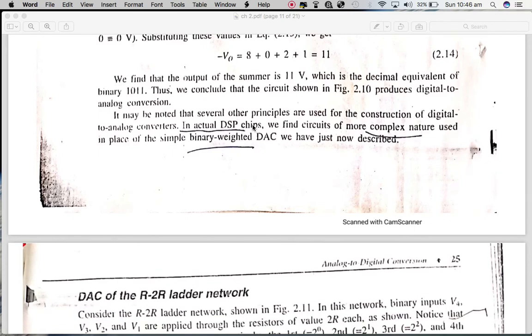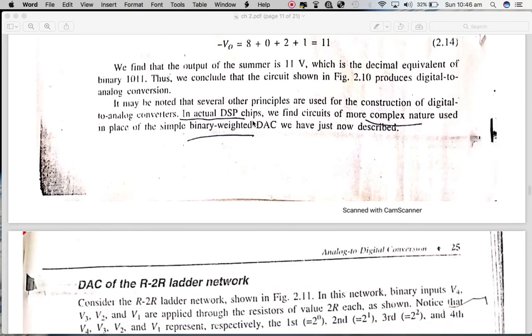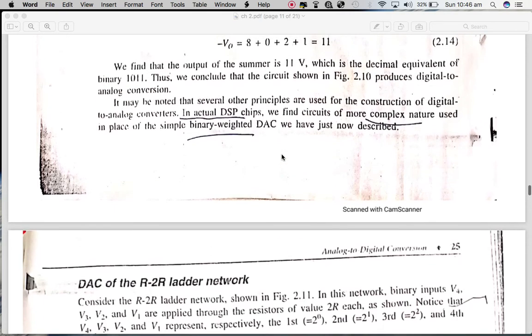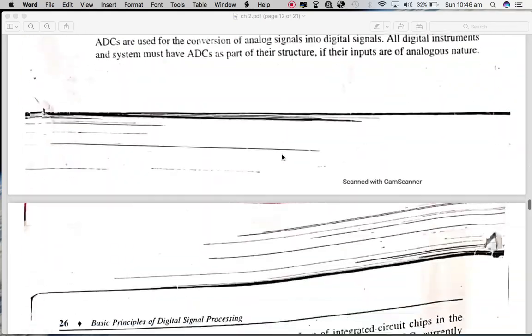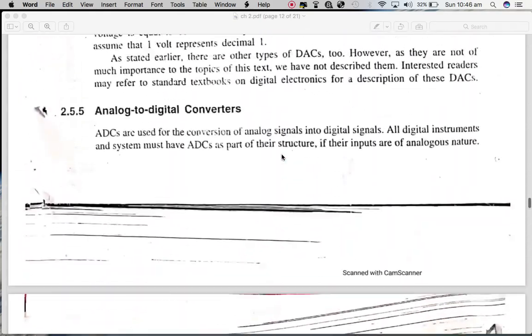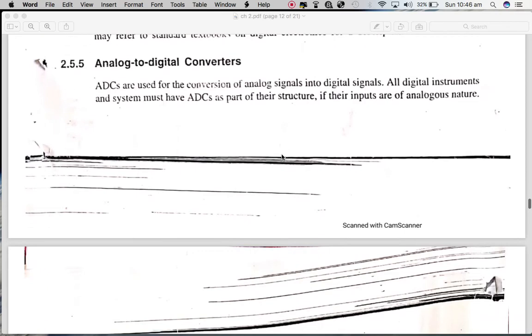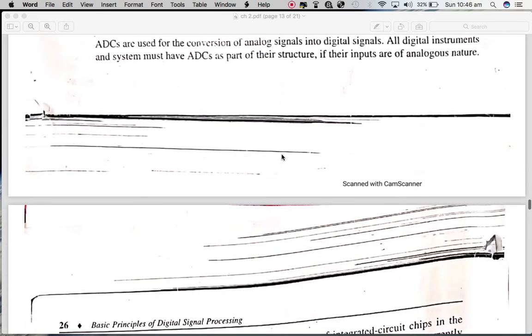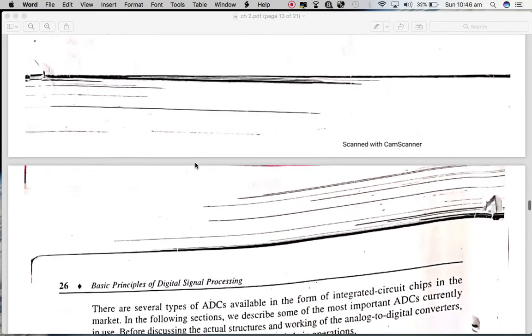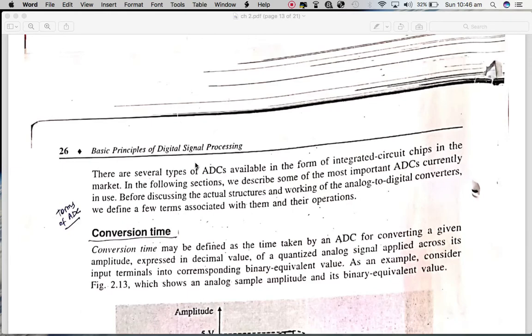And this is a very simple example of a DAC. We have some complicated DACs, many hundreds and thousands of very complex DACs, which can be constructed in the integrated electronic chips of DSP gadgets and which are beyond the scope of this subject. Now we will discuss the analog to digital converter, the ADC, which is embedded in any kind of digital device.